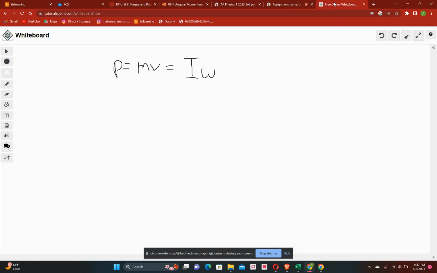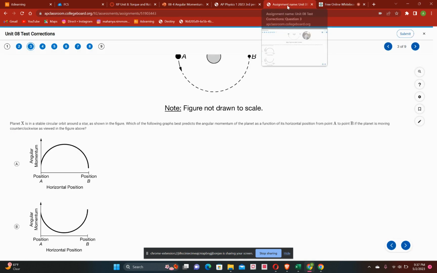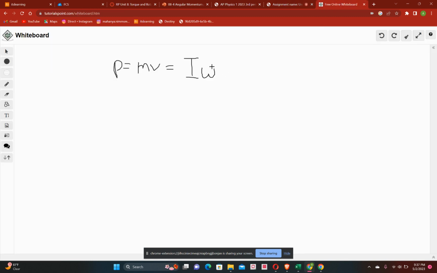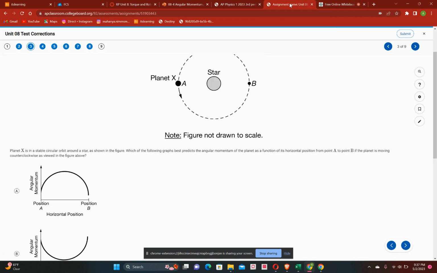So we know it's I omega, right? The moment of inertia of the planet will not change because it's just going from one place to another, same shape. It's going to be the exact same radius, nothing's changing. So the moment of inertia stays the same. Now omega is also going to stay the same. So we know this is constant in some way.